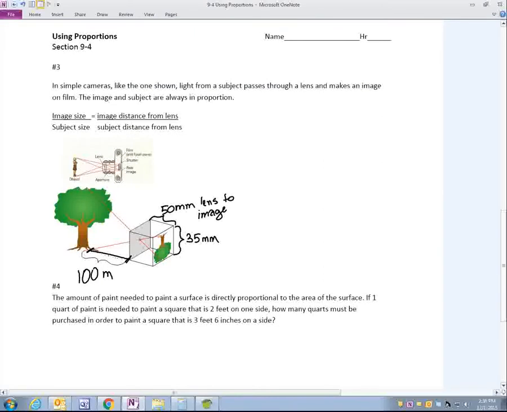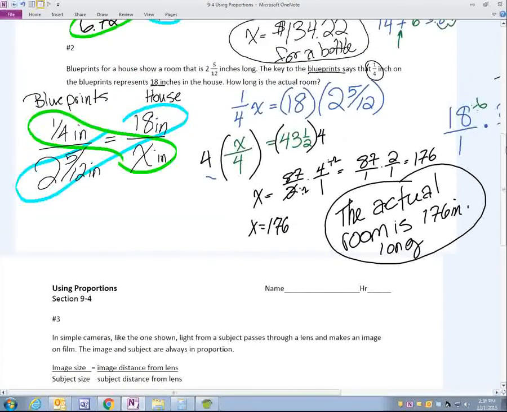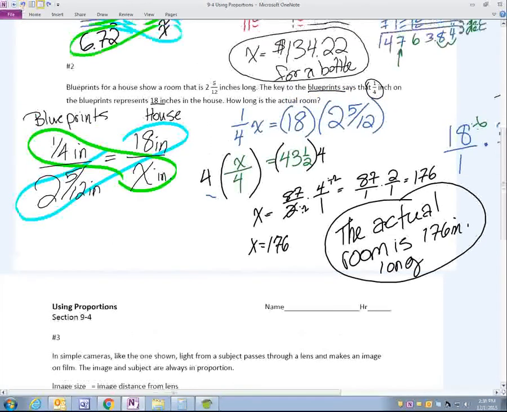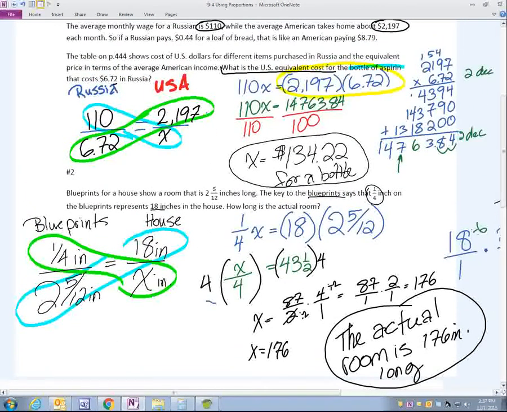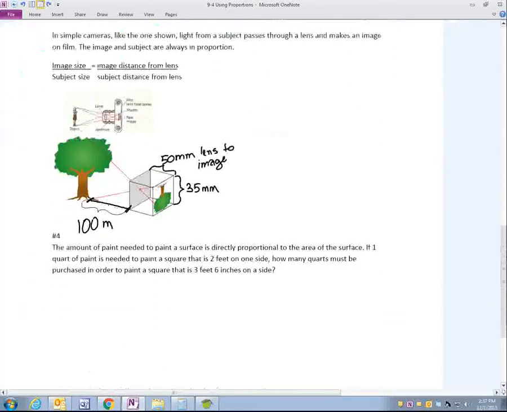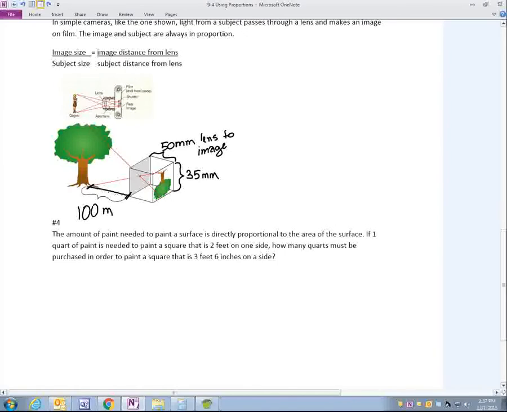Okay, all we're going to do for the next couple is we're just going to set it up, because that's the hard part. That's the thing that you guys need to recognize because you've done everything else that we just did. For example, we've done multiplying fractions a whole bunch, yes? Yes. We've done multiplying decimals a whole bunch, right? Yes. But we have not done a whole lot of setting up the proportion. This was kind of set up for you.